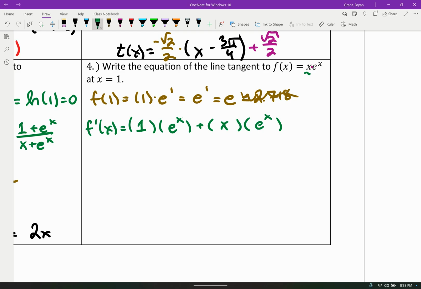So if you switched where the x and the e and the 1 are, that's fine. It's the same thing. Some students will say, whoa, should we factor out e to the x here?